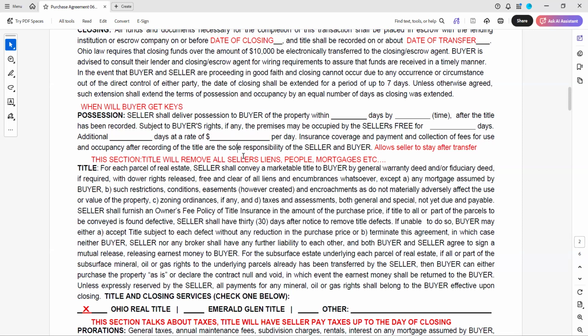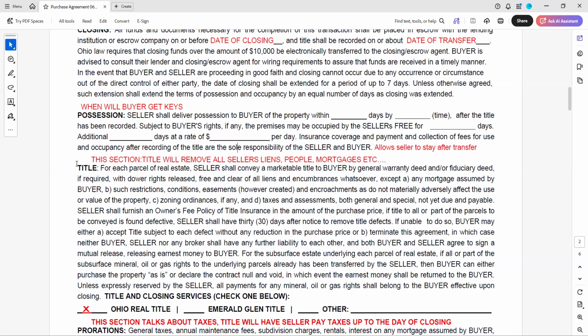But the buyer cannot gouge the seller at this point, okay? If they're going to stay longer than a week or even 2 at the most, I would have them do the post possession addendum, because it's like a mini lease agreement, okay?